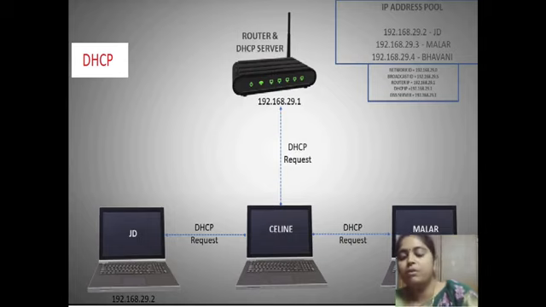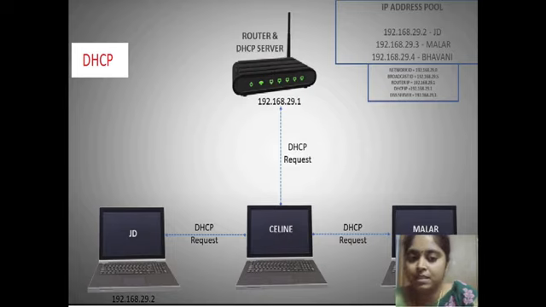So for all three devices it sends the request. Then the router checks the IP addresses, ensures the new IP address is not already in use, and sends the new IP address to the third device. Now the third device is also connected to the router. So now we have three devices, each with a separate IP address given by the router.